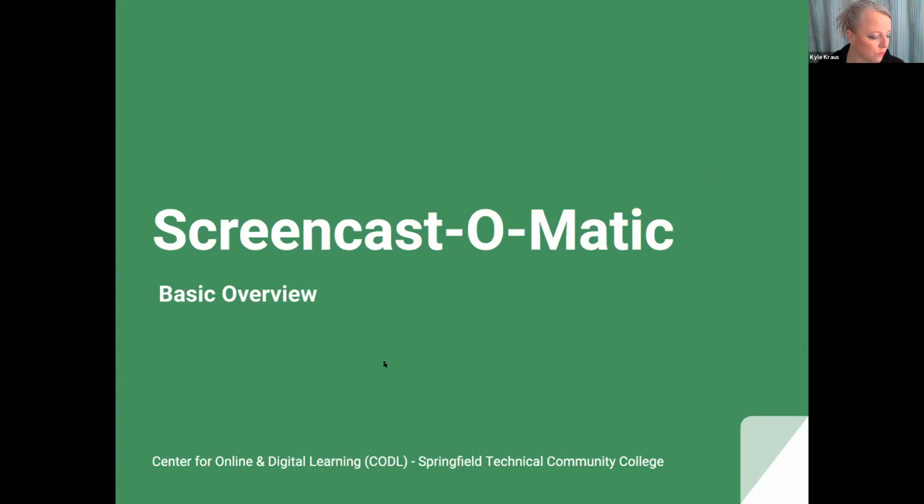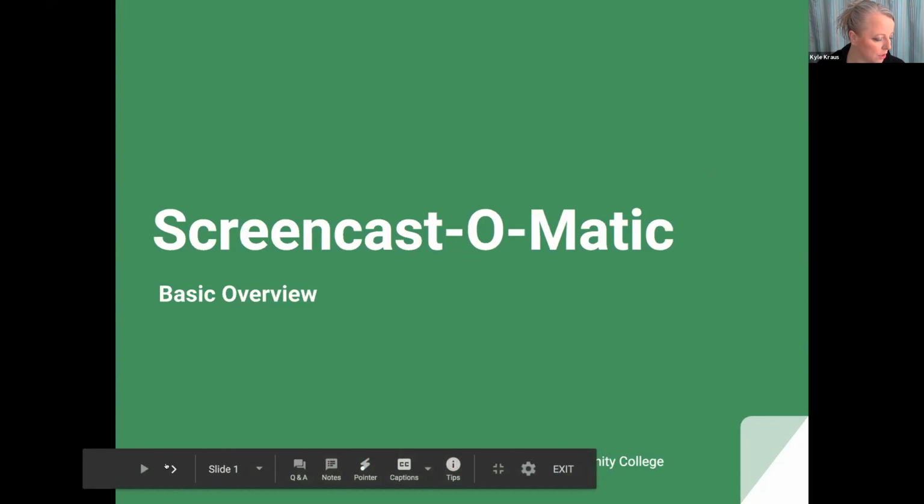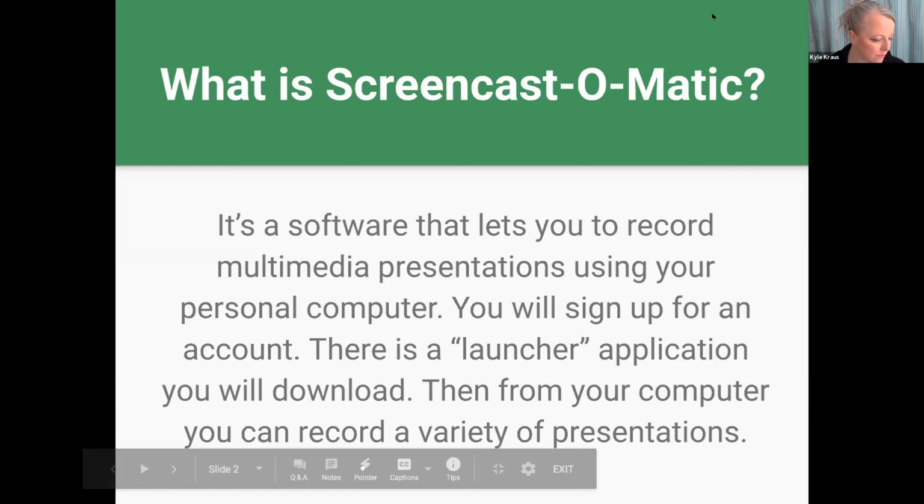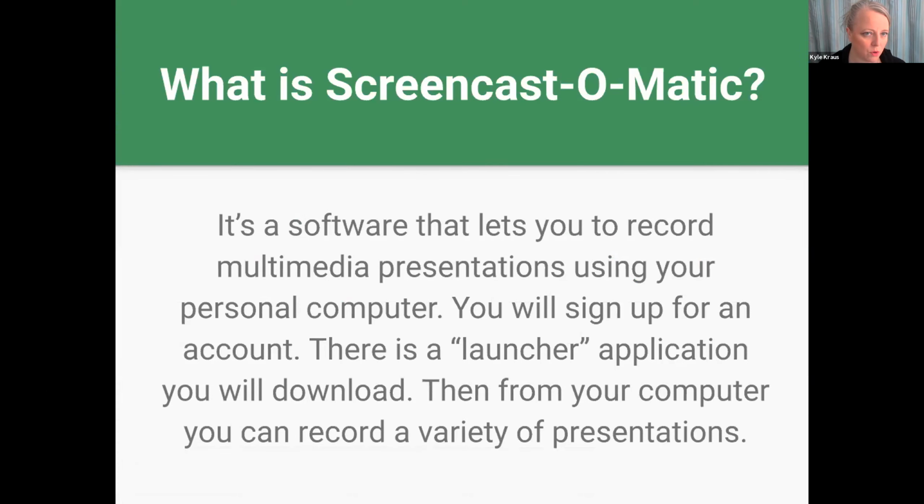So, basic overview of Screencast-O-Matic. I'm going to go to the first slide and move people over here. So what is Screencast-O-Matic? It's software that lets you record multimedia presentations using your personal computer. You will sign up for an account, and then there's a launcher application that you're going to download. It doesn't take very long, probably about 3-4 minutes total. If you have a weaker internet connection, it might take a couple minutes more.